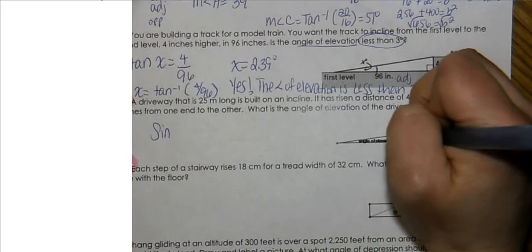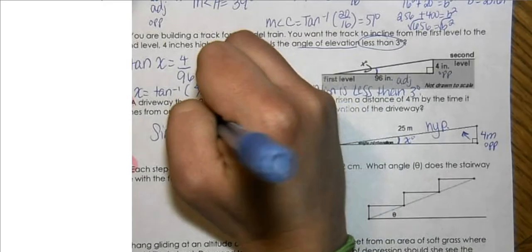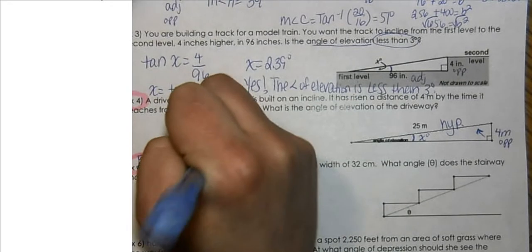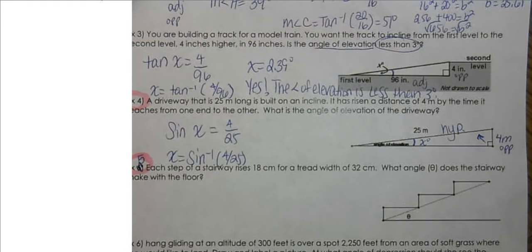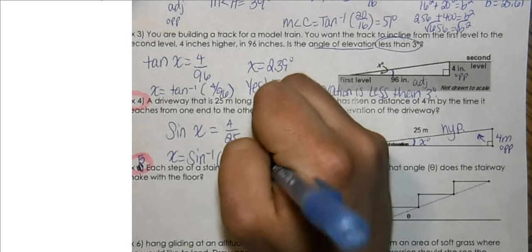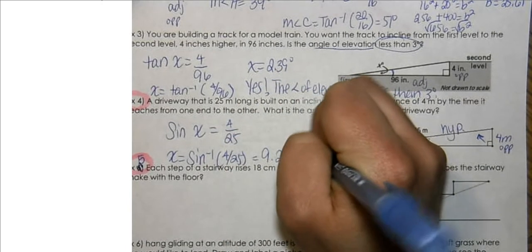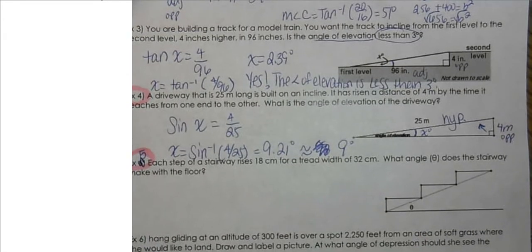So I'm going to write that the sine, and I don't know what this is, so I'm going to call it x degrees, is equal to the opposite, which is 4, divided by the hypotenuse, which is 25. So to find x, I'm going to use inverse. So I'm going to write the sine inverse of 4 over 25, and I'm going to put this into my calculator. And when I do that, I end up with 9.21 degrees, which is approximately 9 degrees if we were to round to the nearest whole number.